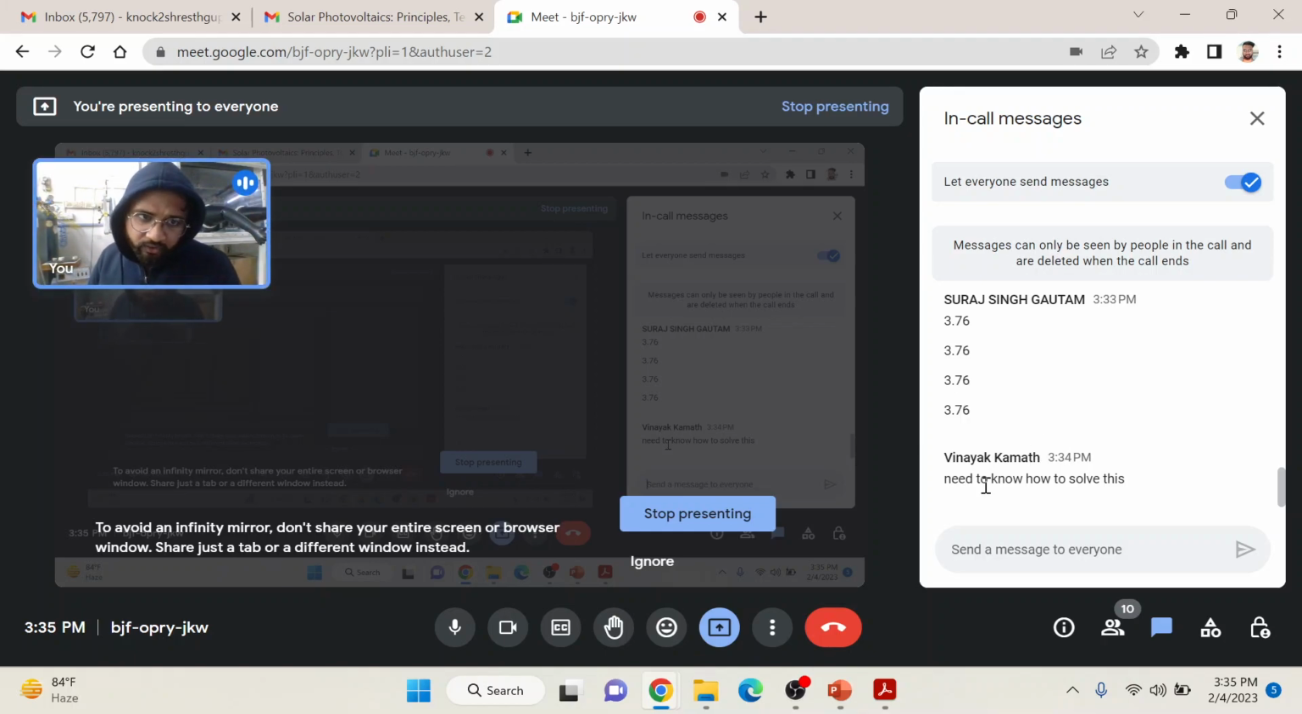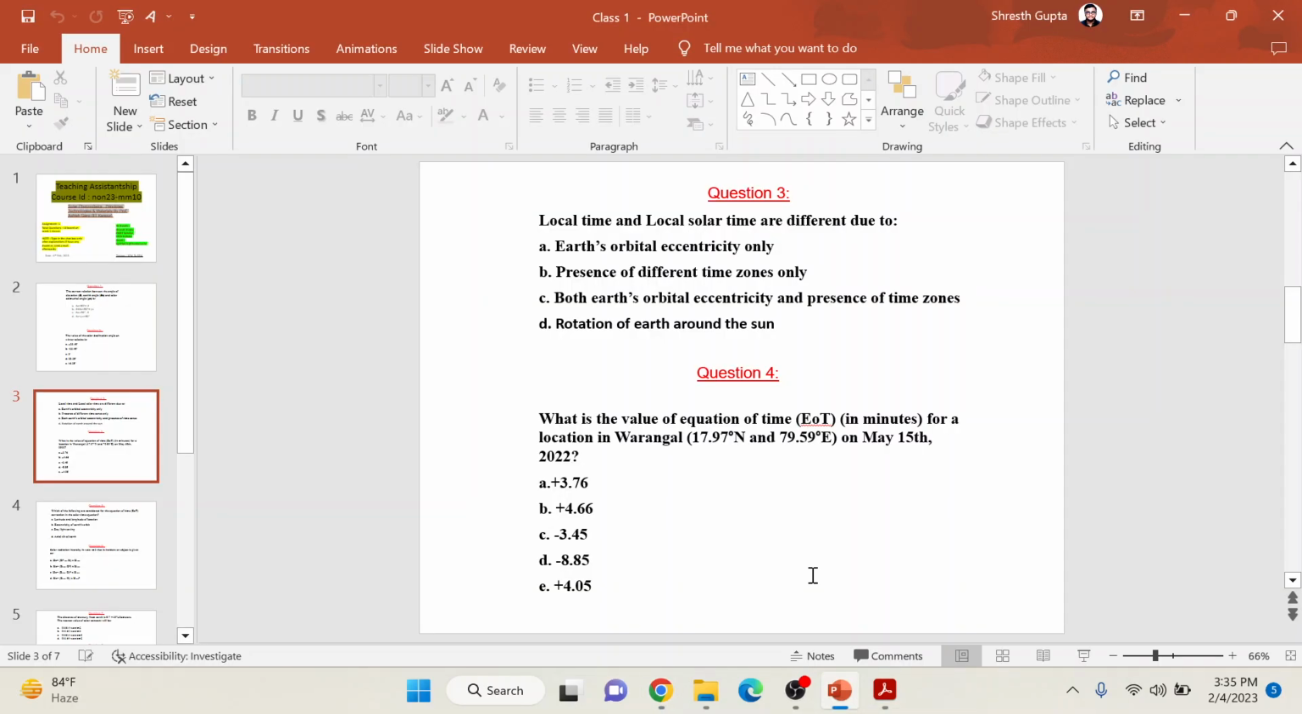Vinayak is saying need to know how to solve this. Yes, you will be told. Sir has told you about the equation of time in the class, I think in the third or fourth lecture. But I'll show you the solution, Vinayak, and I'll share the solution also. And if you want, I can give you other numericals. If you still feel any doubt, you can email me afterwards. I have shared the email, and I will write it again here. We are still having 1 minute. Those who are giving a try can give a try.